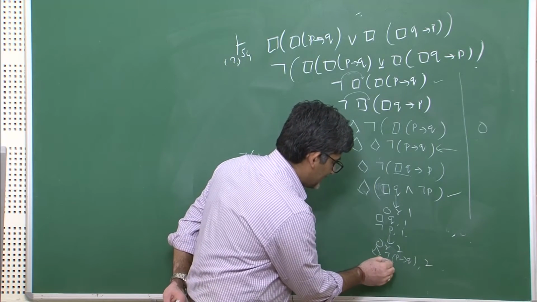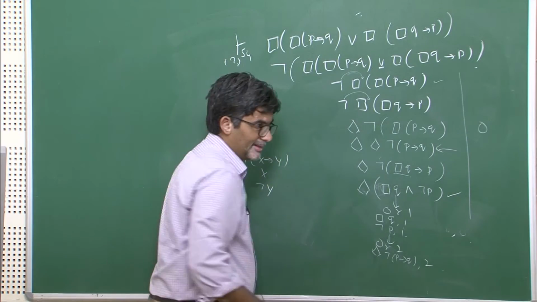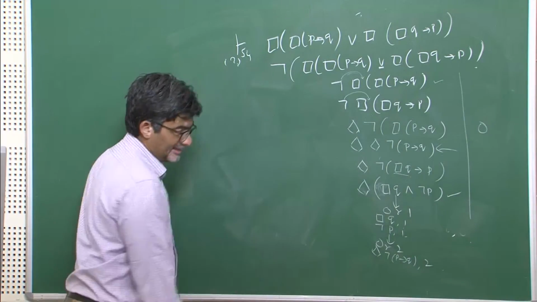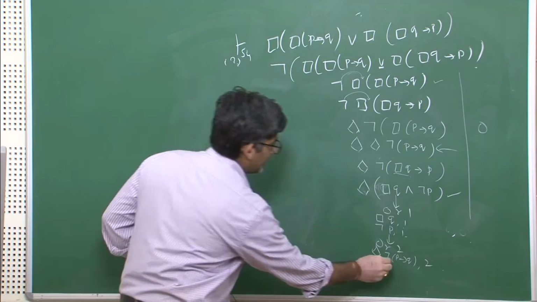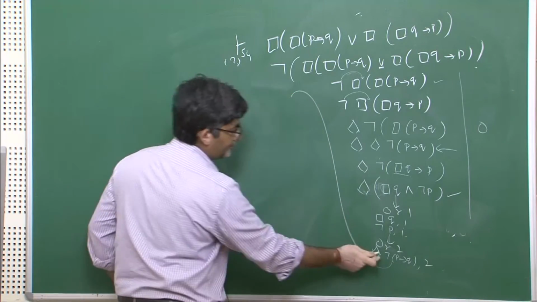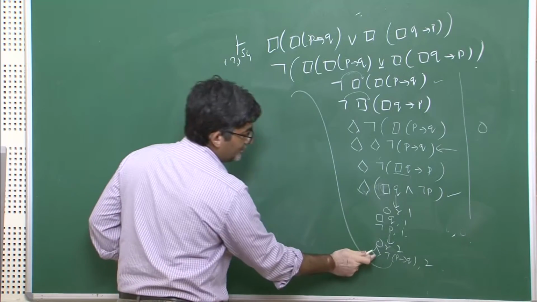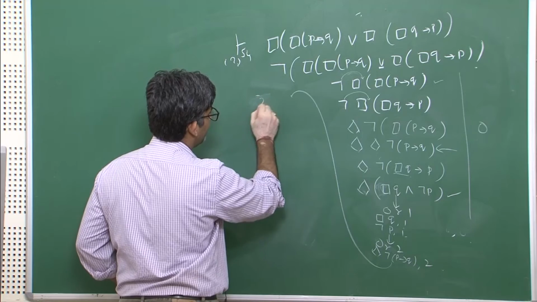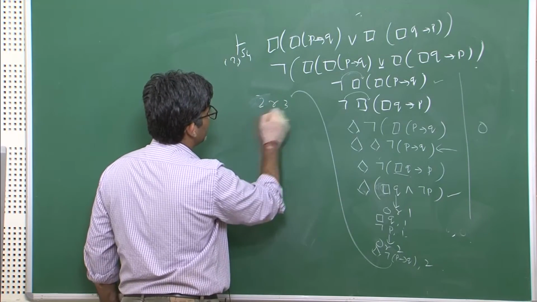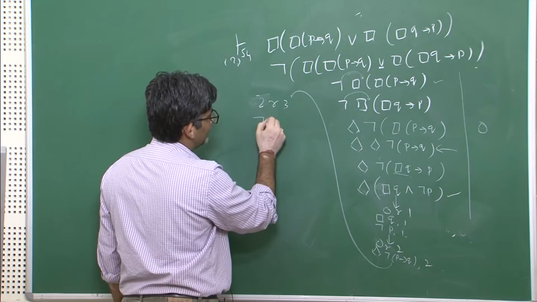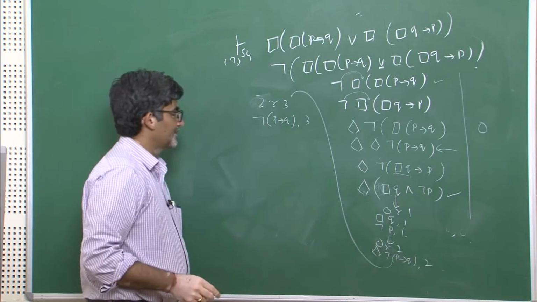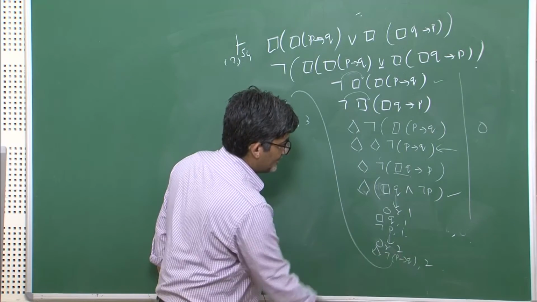Now once again you apply this one. If you remove the possibility operator, then it's going to be like this. So I am writing it here. If you remove the possibility operator here, right now you are in world 2 and you need to go to another world 3, and in that world this P implies Q has to be true. This is the one which we need to use.